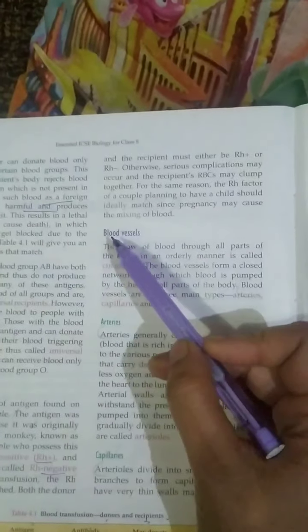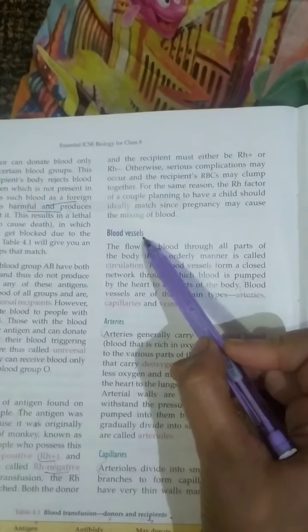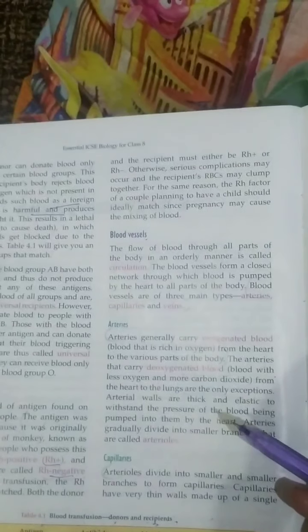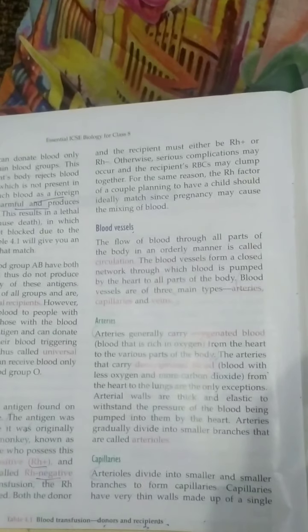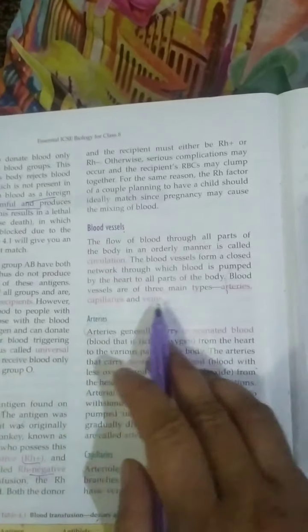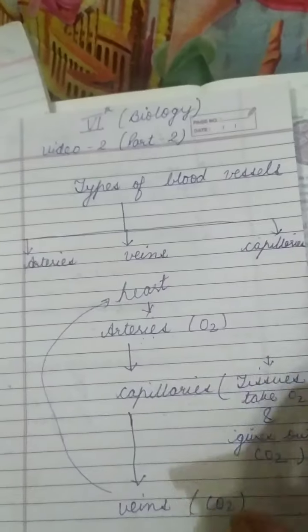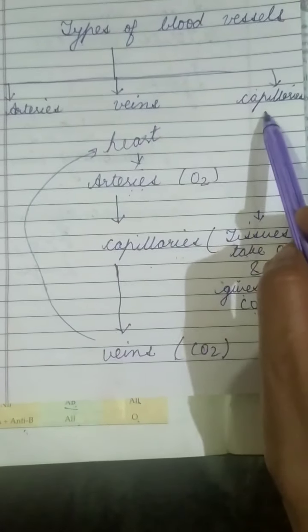Now we will discuss the second part, that is the blood vessels. Blood vessels, as I already told you, are tube-like structures which help the flow of blood, taking blood from the heart to different body parts and from different body parts to the heart. There are three types of blood vessels: arteries, capillaries and veins.